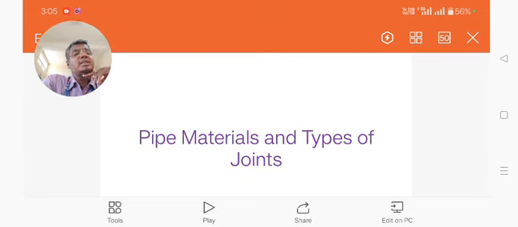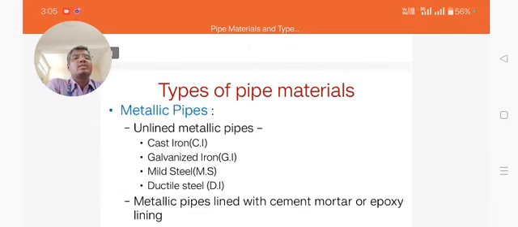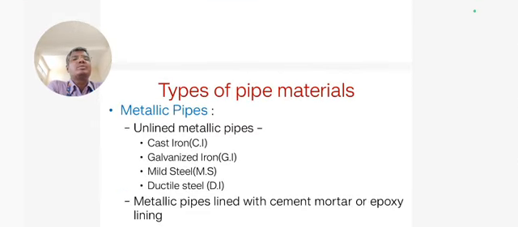So let us discuss the various types of pipe materials and the types of joints that we are using in our water supply system. Let us discuss one by one. These are all the types of pipe materials.